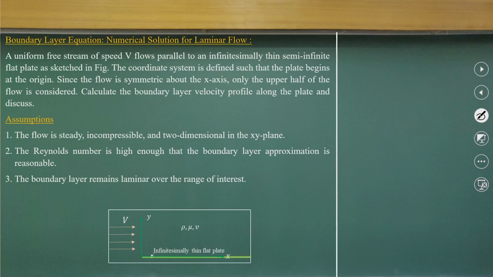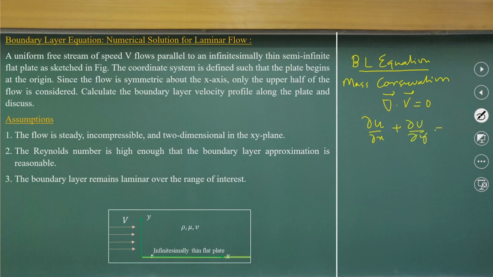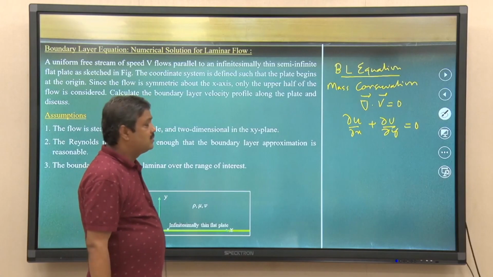As you remember, the boundary layer equation we derived first is the mass conservation equation, which is very simple, as again I am repeating, for two dimensional incompressible flow, the velocity divergence is equal to del u by del x plus del v by del y. Just simply remember this part, which is very easy to understand. Remember it, the boundary layer mass conservation equation.